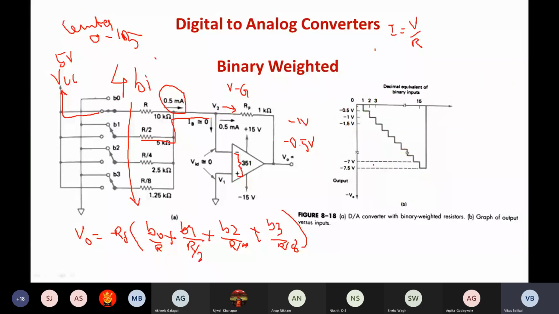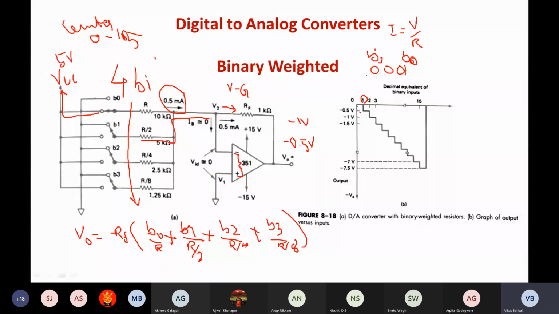So let me come to this particular point. How exactly have you written over here? So the y-axis indicates my output voltage, and the x-axis is my decimal equivalent of the binary value. So these are my binary values. So 1 means it is for 0 0 0 1. So this is my B0 and this is my B3.